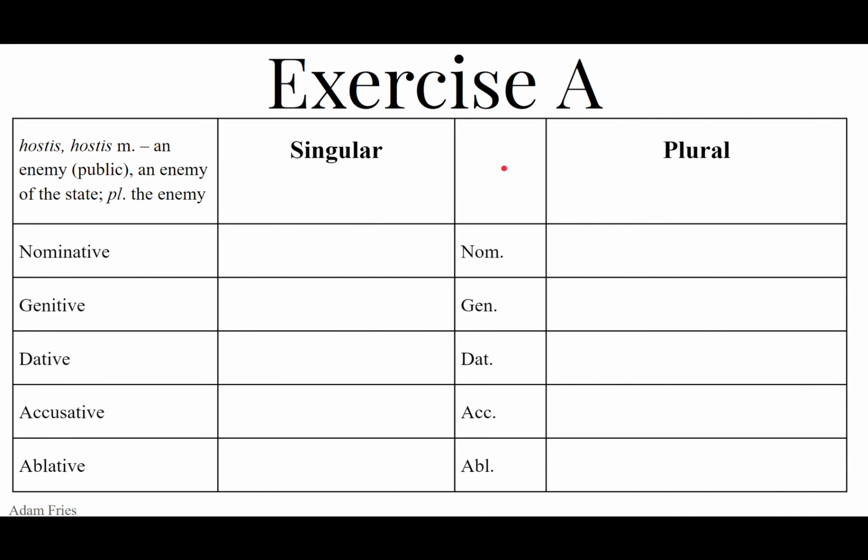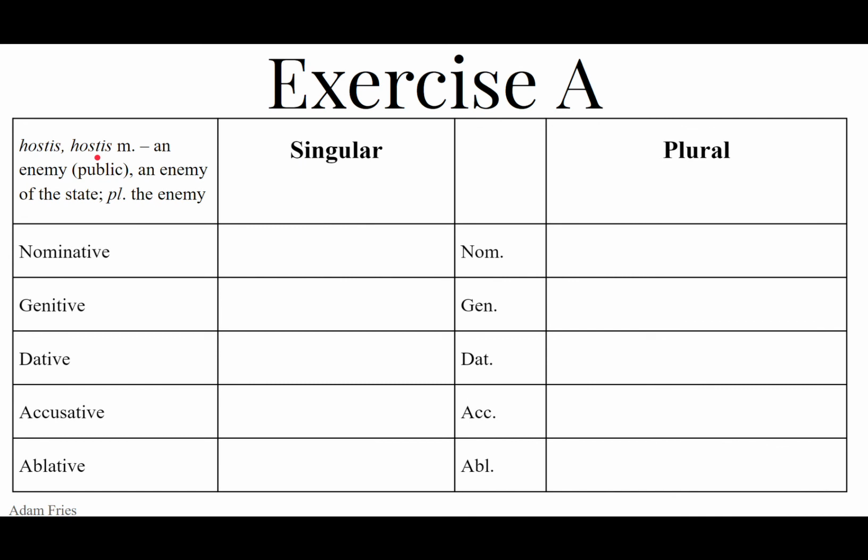Hostis, hostis, masculine, that is an enemy, as in a public enemy, an enemy of the state, as opposed to an inimicus, which is a personal enemy, like a rival. Someone you personally don't like, and they don't like you. Hostis is someone that nobody in the state, country, republic, nobody likes them. Nobody's friends with them. They're all enemies.